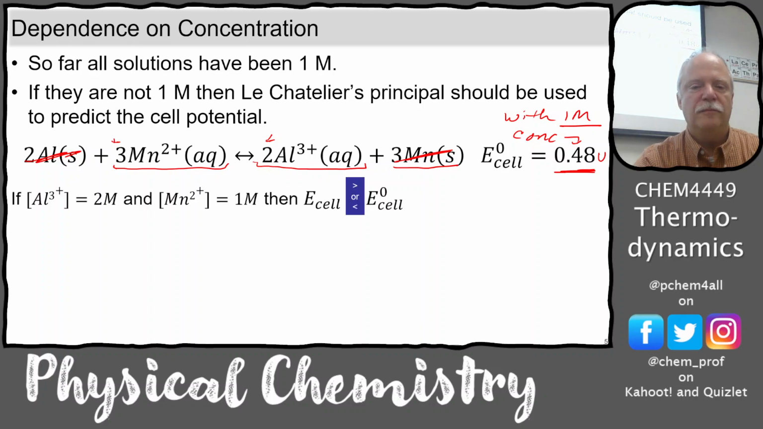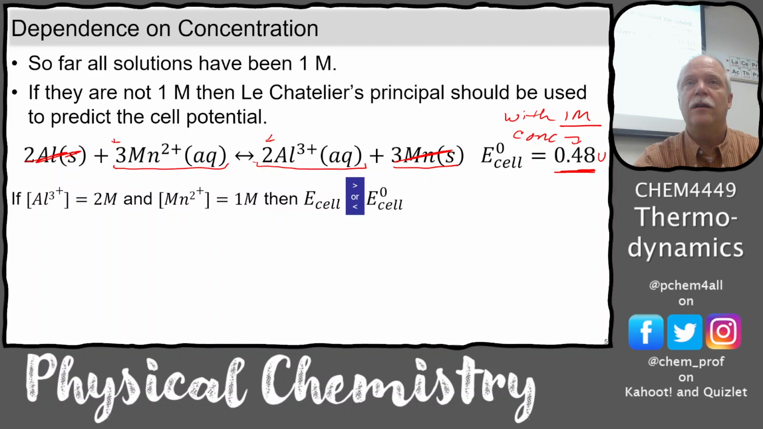So if we put the aluminum concentration at 2 moles per liter, but we keep the manganese at 1 mole per liter, then the actual cell will be greater than or less than the standard cell. So look at this reaction. What are we adding? We're going above 1 molar on the products. So will that make it more spontaneous or less?